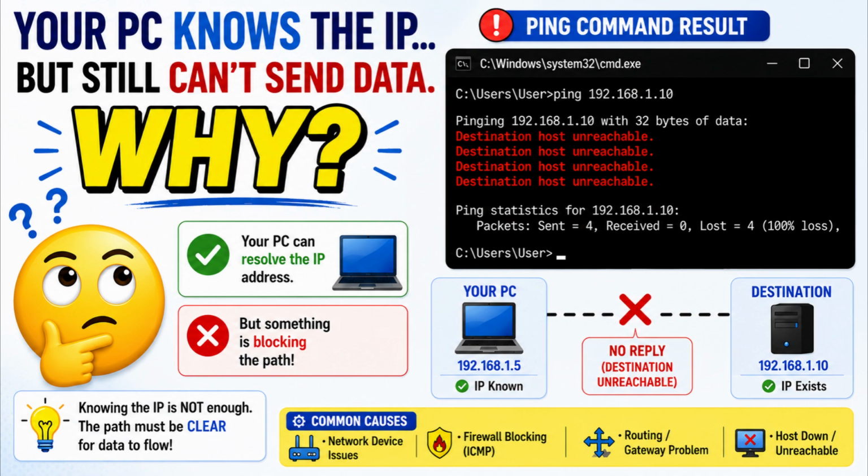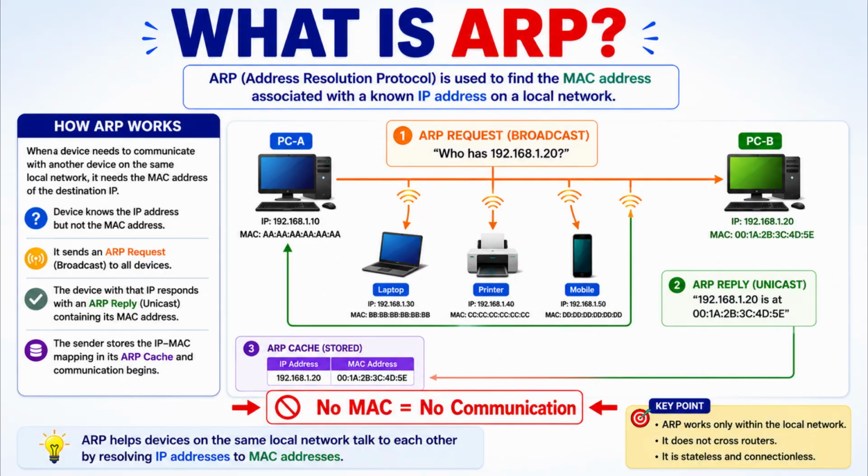Your computer knows the destination IP address, but Ethernet communication needs a MAC address. So, how does a computer find the MAC address when it only knows the IP address? That's exactly what ARP does. What is ARP? ARP stands for Address Resolution Protocol.